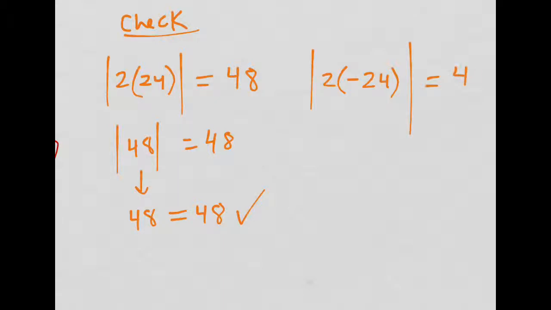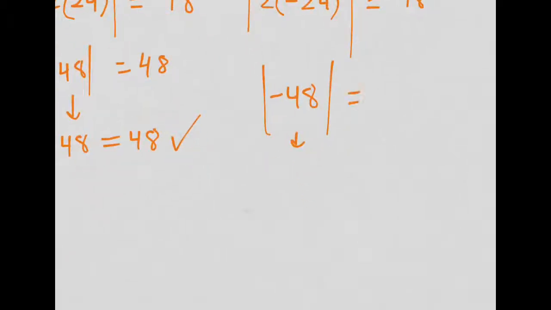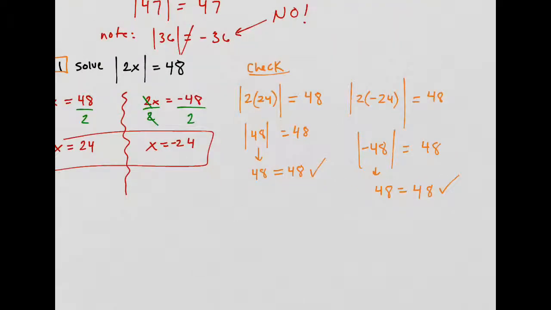And let's see if that equals 48. This is an easy equation. 2 times negative 24 is negative 48, but with the absolute value, the absolute value makes it into a positive 48. So it still works. That's why you had to make two equations, because when you have a negative 48 in there, it turns to a positive 48.